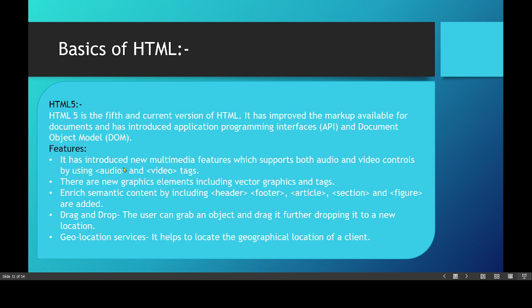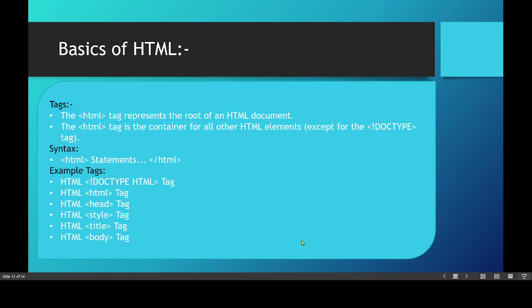As I mentioned, HTML totally depends upon tags. There are new graphics elements including vector graphics tags. Semantic content is added by including header, footer, article, sections, and figures. Coming to what is meant by drag and drop, the user can grab an object and drag it, dropping it in a new location. Geolocation helps to locate the geographical location of a client.